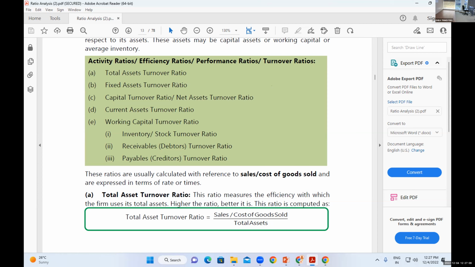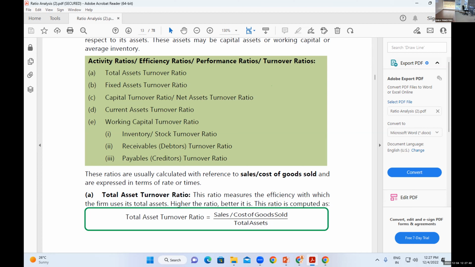Another company has 20 lakh rupees sales. Their asset is 10 lakhs. What's the ratio for them? 20 by 10, 2 times. It's not 2:1, we will tell the number of times. What is 2 times here? 1 rupee of asset owned by that company is able to make sales of 2 times.